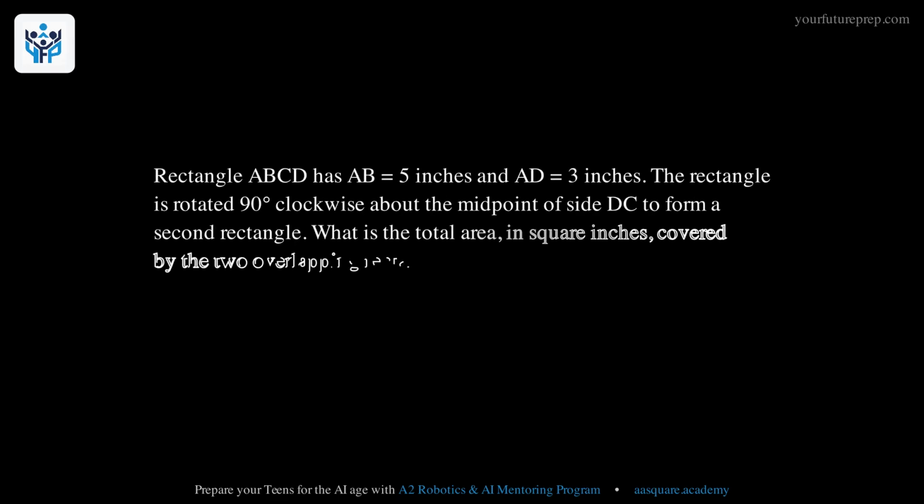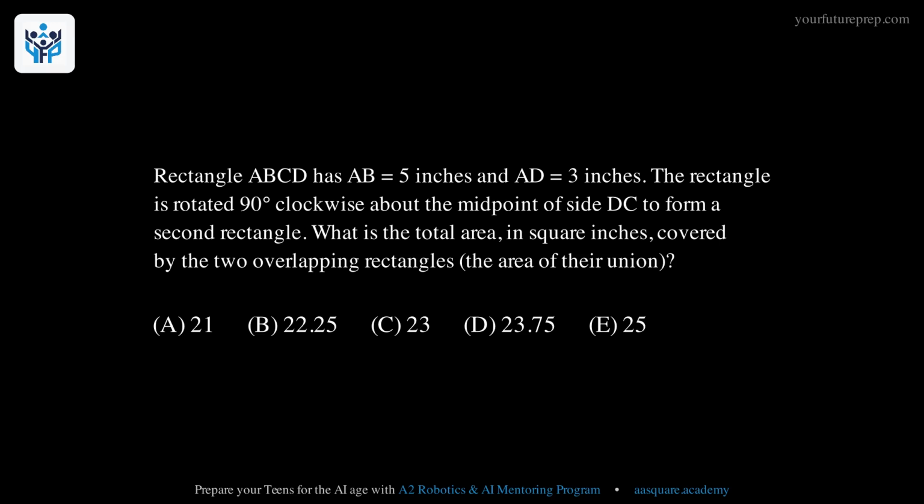Rectangle ABCD has AB equal to 5 inches and AD equal to 3 inches. The rectangle is rotated 90 degrees clockwise about the midpoint of side DC to form a second rectangle.